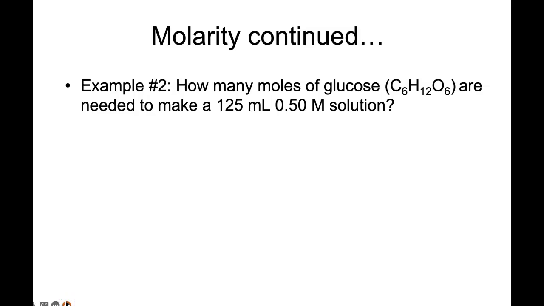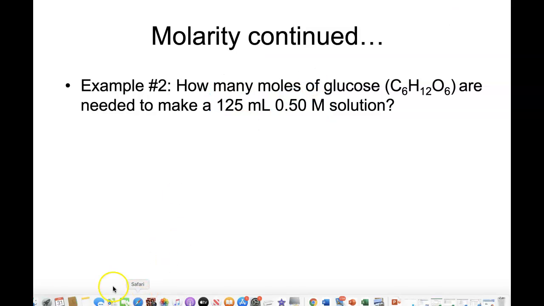Let's try another example. How many moles of glucose are needed to make 125 milliliters of a 0.5 molar solution? So this one is a little different. And so once again, if I'm looking at the problem, so pay attention to my ink because it will disappear, I'm trying to find moles. And I haven't had to do that yet before. So I'm looking for the number of moles. I know that I have 125 milliliters of solution and the concentration. I know the concentration as well.